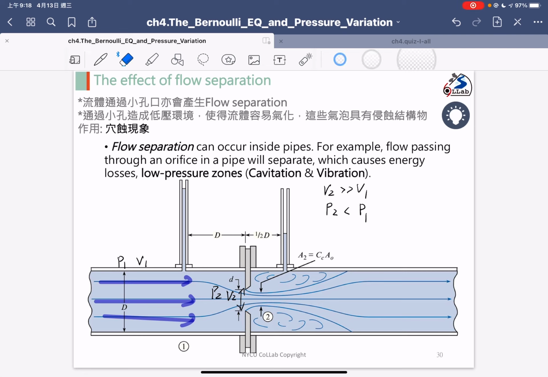Okay? So in this case, for the conditions in here, this is a lower pressure and a high speed velocity. The lower pressure and the high speed velocity. So this is a lower pressure.